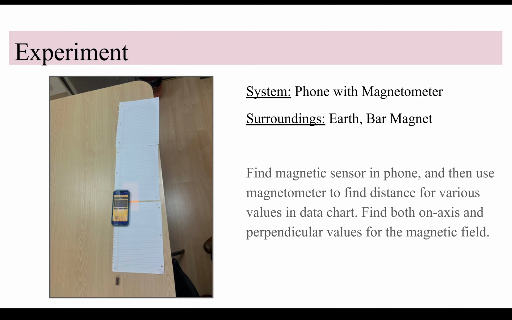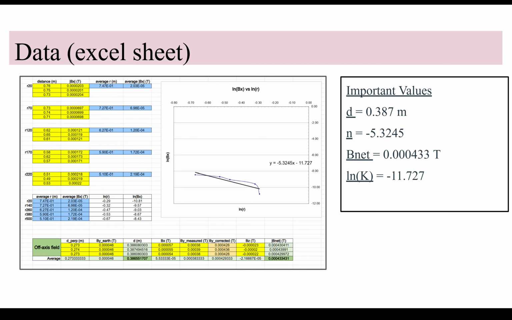So our basic experiment setup is that the system is the phone with the magnetometer and the surroundings are the earth and the bar magnet. Our ruler in this case was a couple sheets of paper, so not exactly the easiest setup, but it worked. And so basically we want to find the magnetic sensor in the phone first and then use the magnetometer to find distance for various values in the data chart and then find both the on-axis and perpendicular values for the magnetic field.